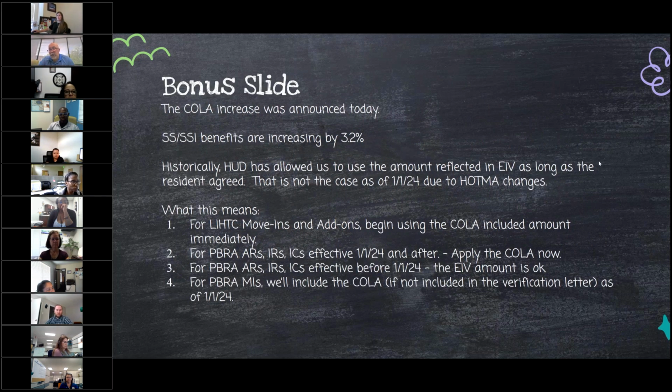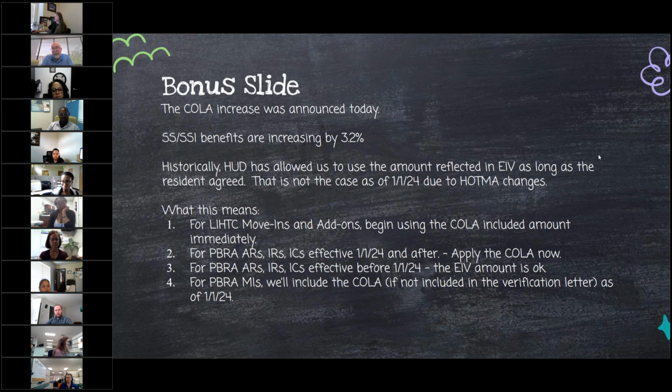And a bonus slide for you all who are here. I'll send an email out on this either today, tomorrow, or Monday, probably Monday. A COLA increase was announced today, just about an hour ago. It's going to be 3.2%, which is considerably less than last year. The COLA is the cost of living increase that applies to Social Security or SSI benefits. It also applies to veterans benefits. They're increasing by 3.2% effective January 1st of 2024.